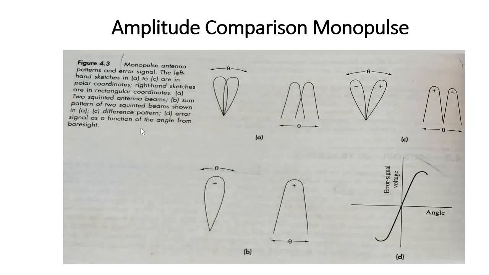And here in the amplitude comparison monopulse, in this diagram we are seeing the four figures A, B, C, D. Figure A shows that we are going to generate two beams from the antenna of the radar in order to calculate the angular error here. The left side of A, B and C indicates the polar coordinate system, and the right side of A, B and C indicates the rectangular coordinate system here.